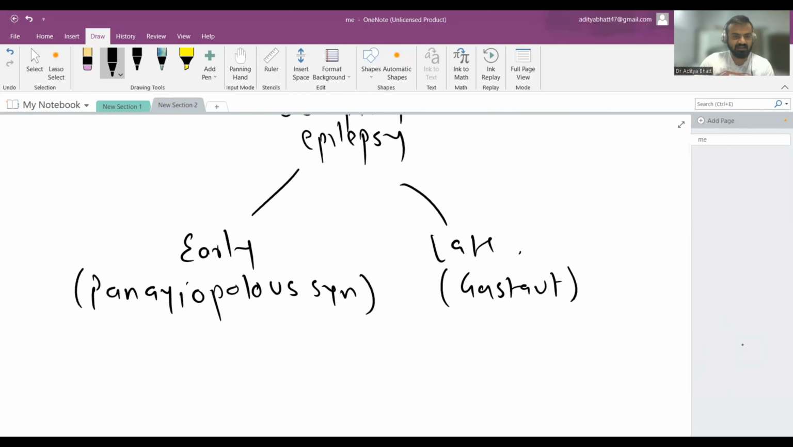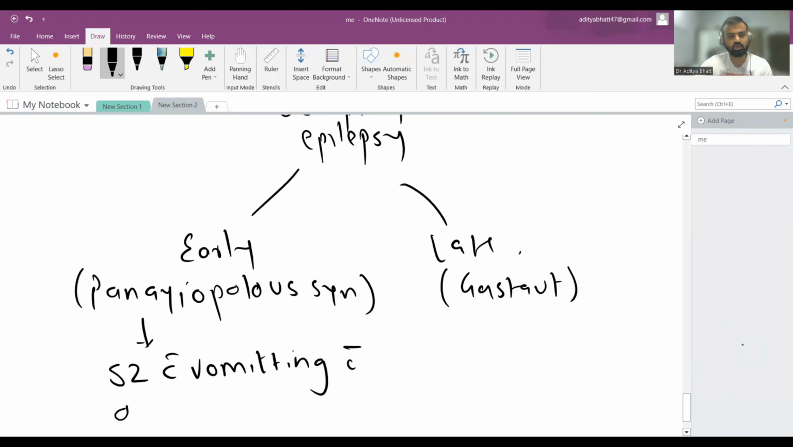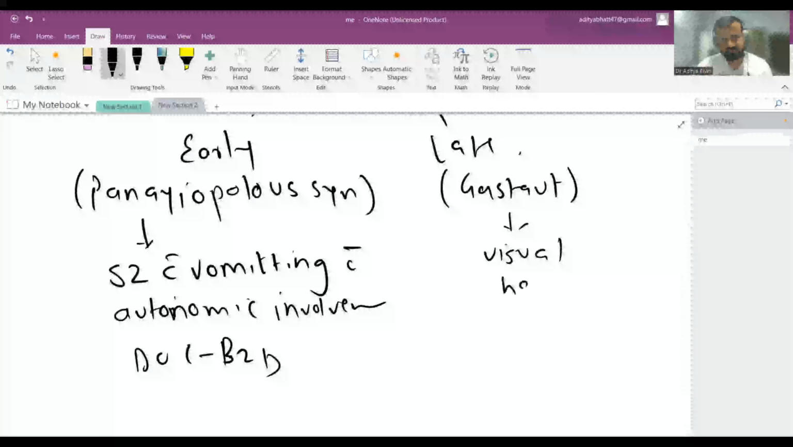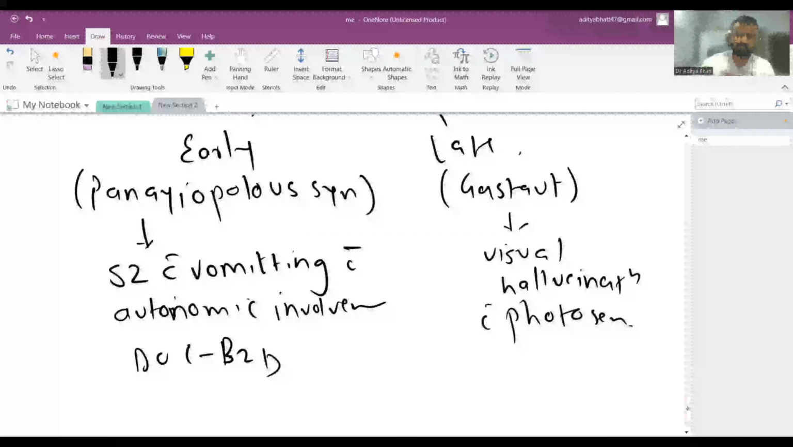Now, in this early epilepsy, the hallmark is that the seizure occurs with vomiting and autonomic involvement, like sweating. Drug of choice, again, valproate. No, sorry, the drug of choice is a benzodiazepine over here, intermittent benzodiazepine. Now, in late occipital epilepsy, there are visual hallucinations with photosensitivity. So that is what you see with late occipital epilepsy.